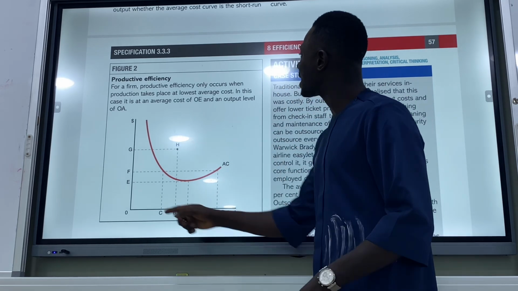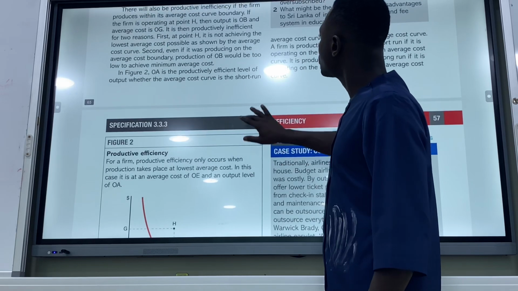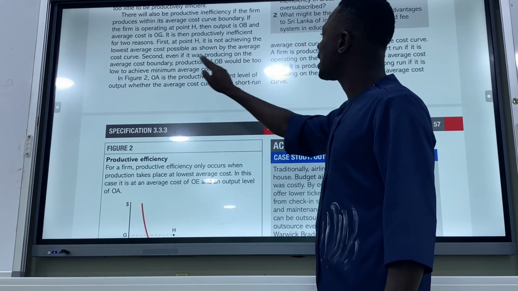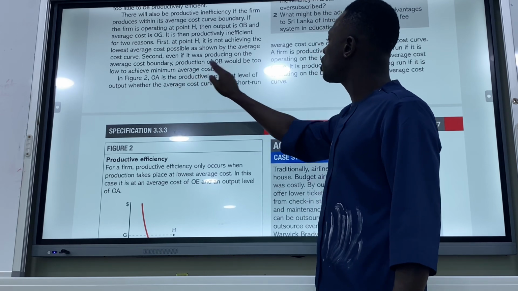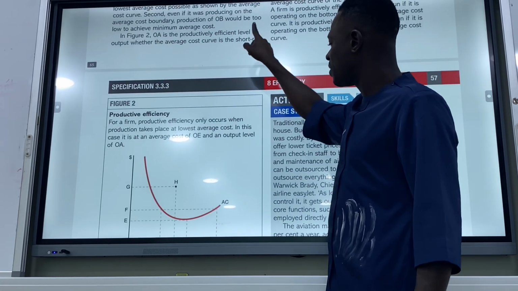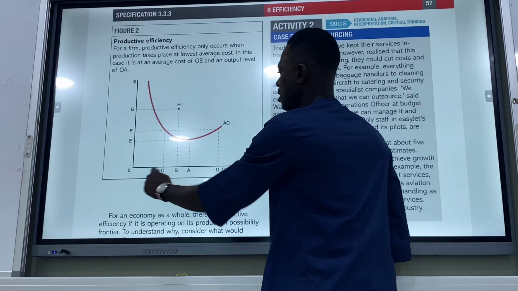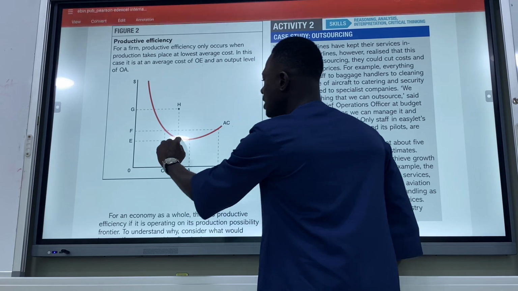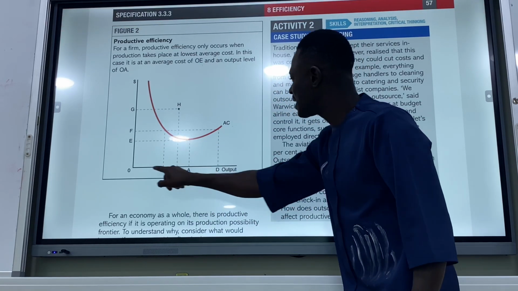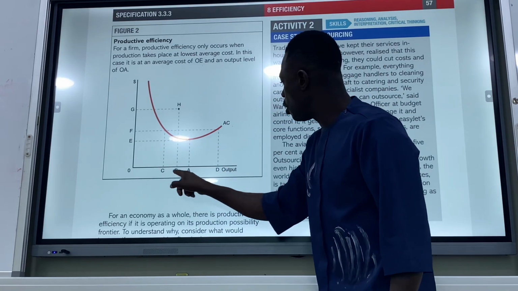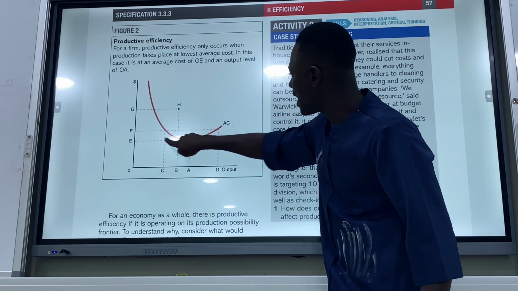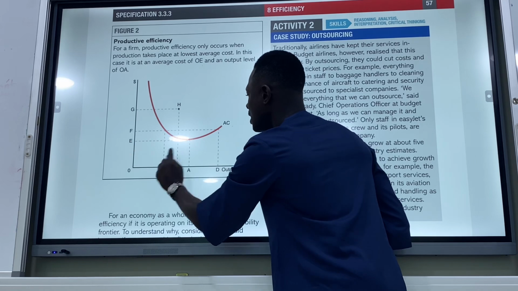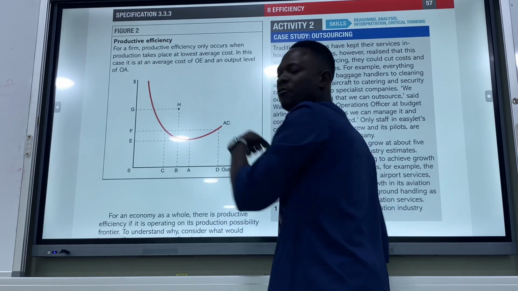And the second point is that even if it was producing at the average cost boundary, production of OB would be too low to achieve minimum average cost. Producing at OB means it cannot achieve the lowest average cost, because at OB, the average cost of production is still higher than producing at OA. At OB, we have a higher average cost than OA. At OA, we have E. At OB, we have slightly above E.